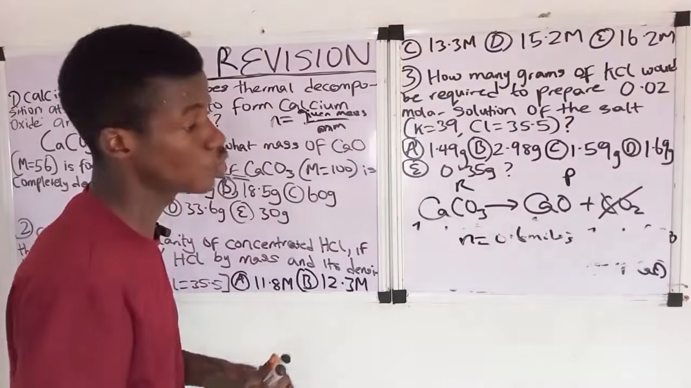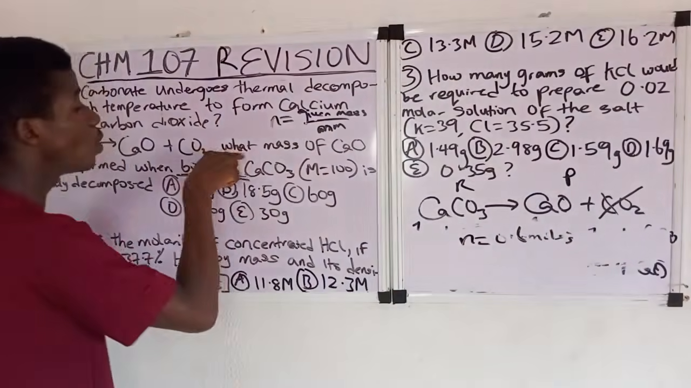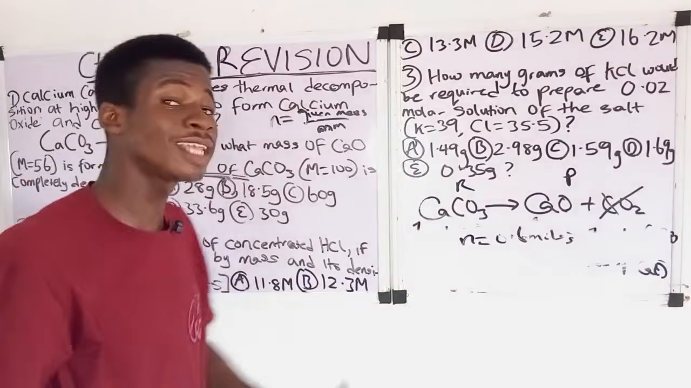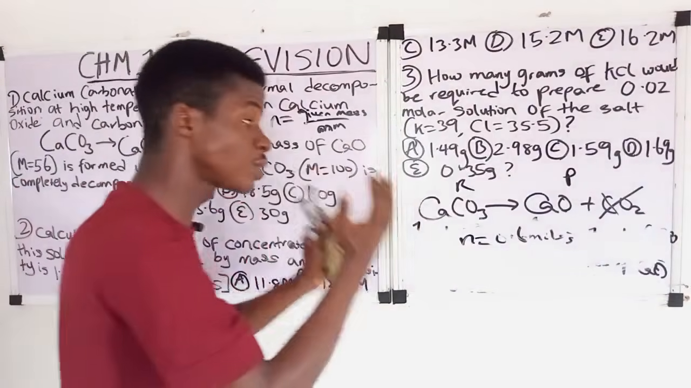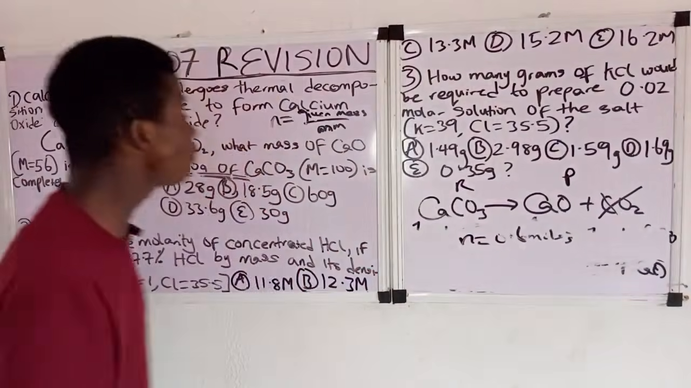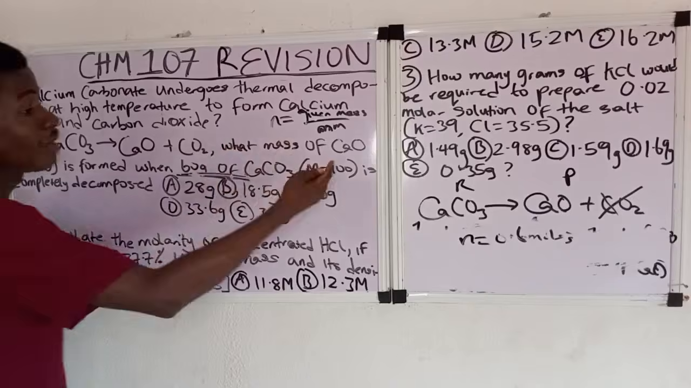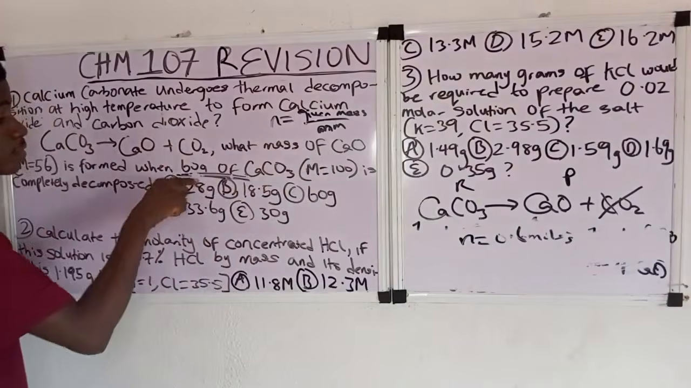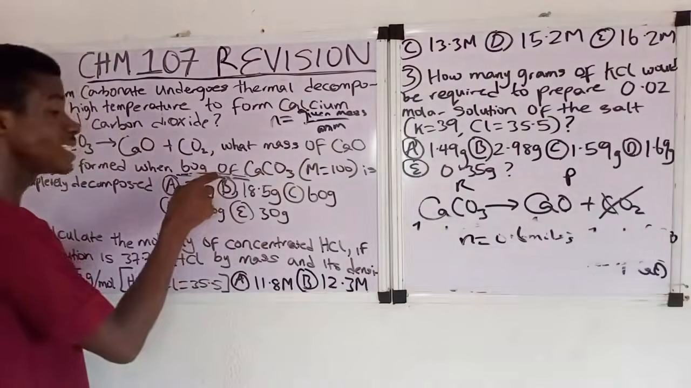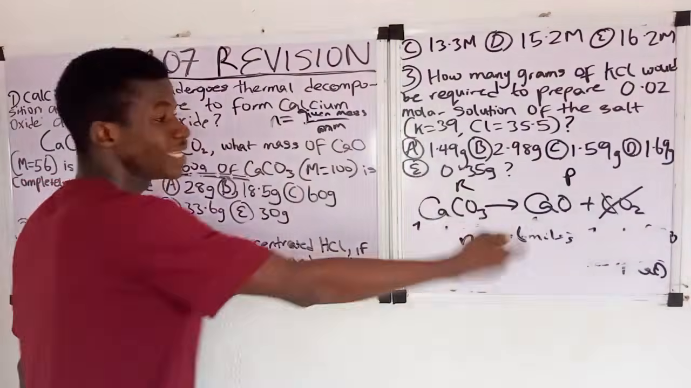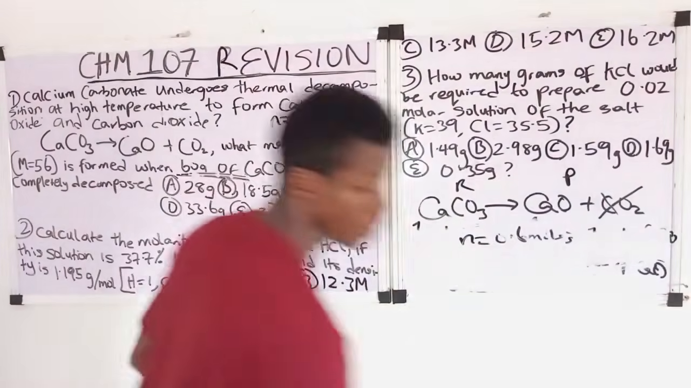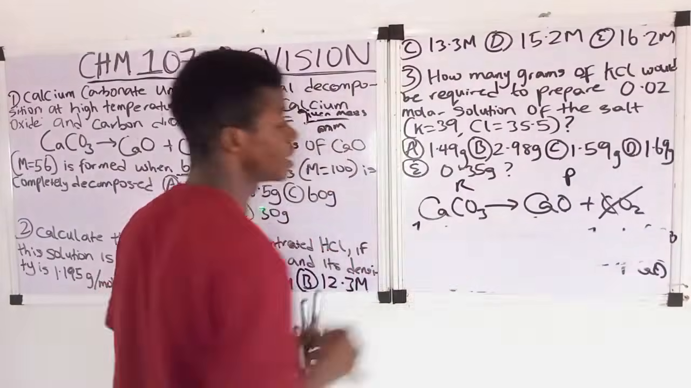Are we done yet? No. What are we looking for? They asked what mass of calcium oxide is formed. Remember, under the mole to mole relationship, we first relate the moles from the balanced equation. They gave us the mass of CaCO3, so we converted this mass to moles, so that we can get the moles of calcium oxide.